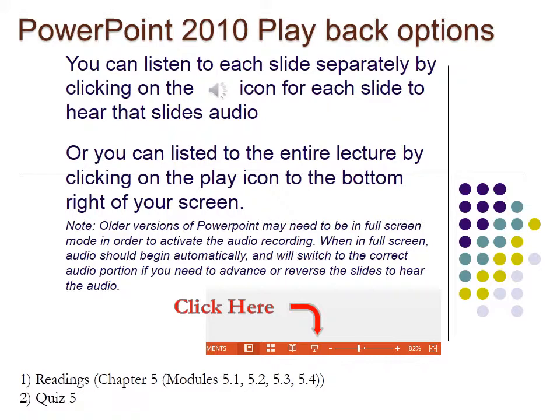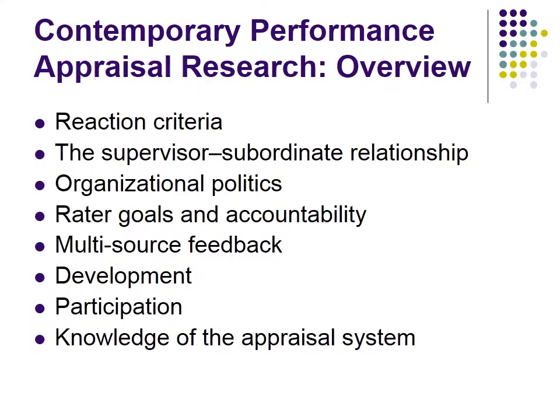What we're going to talk about now is the actual contextual research, so research that's been done about the actual use of performance appraisal in organizations. So, an overview of this contemporary performance appraisal research. We're going to talk about reaction criteria, in other words, how people react to performance appraisal. We're going to talk about the importance of recognizing that the pre-existing relationships between the supervisor and the subordinate will impact how people perceive performance appraisal.